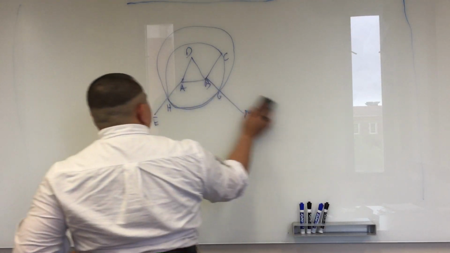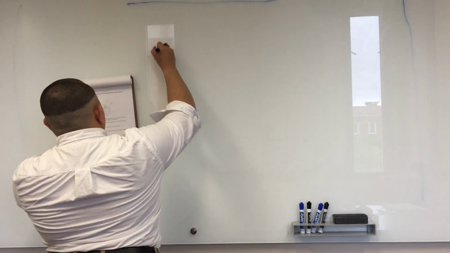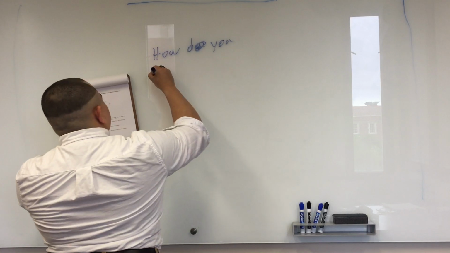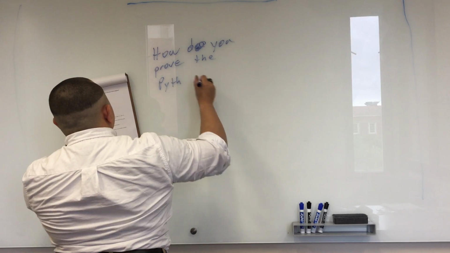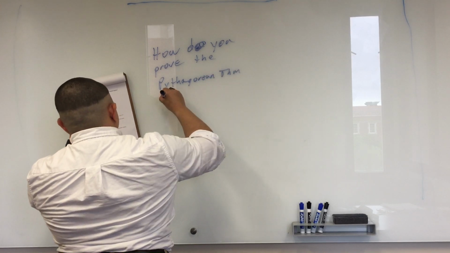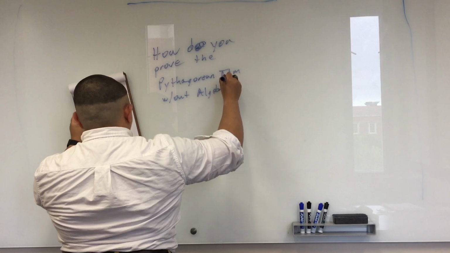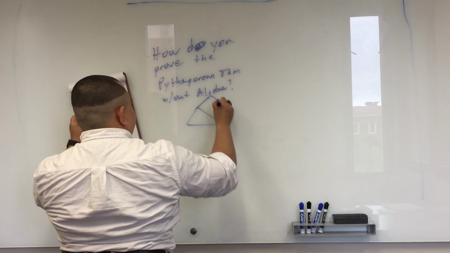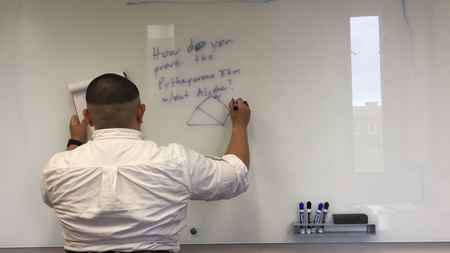Now let's go and look at another question, and that is, how do you prove the Pythagorean theorem without algebra? Well, I'll just show this part first, and then discuss it. That's got to be a square. That's not good enough. There we go.